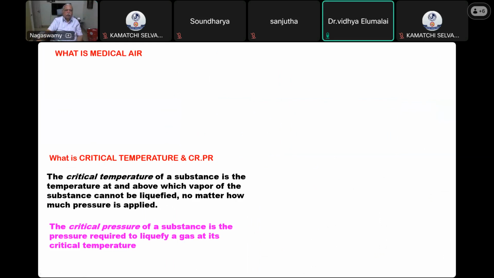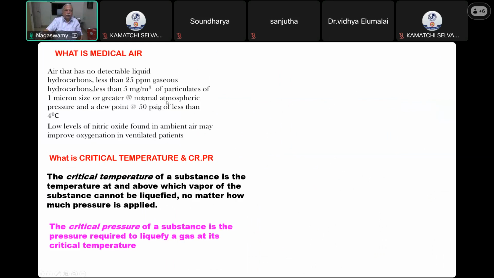Yes, sir. It is purified, devoid of fluorides. It has no detectable liquid hydrocarbons, less than 25 parts per million of gaseous hydrocarbon, and no particulate matter of 1 micron size or greater, and no dew point of less than 50 psi, and low levels of nitric oxide found in ambient air may be co-oxygenation in ventilated patients.